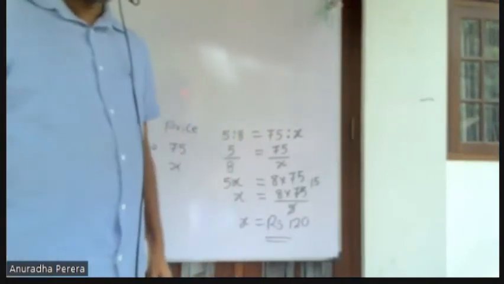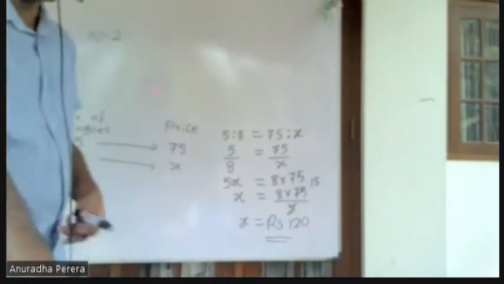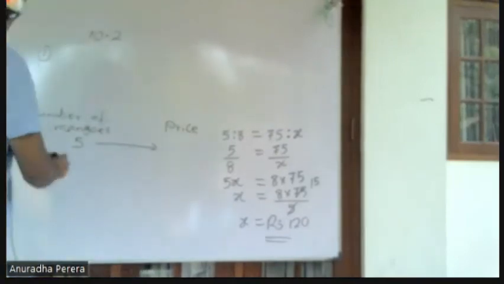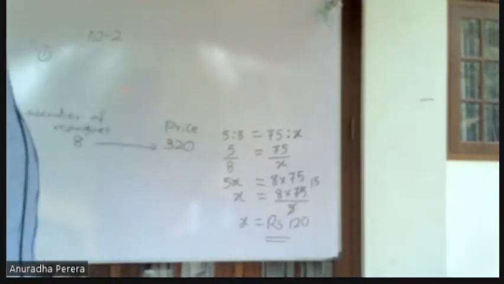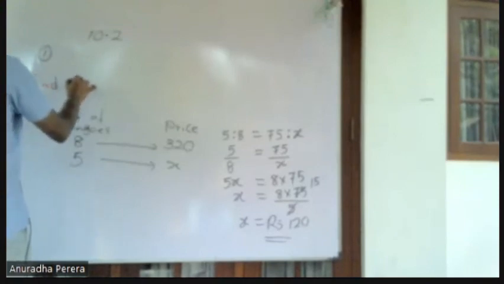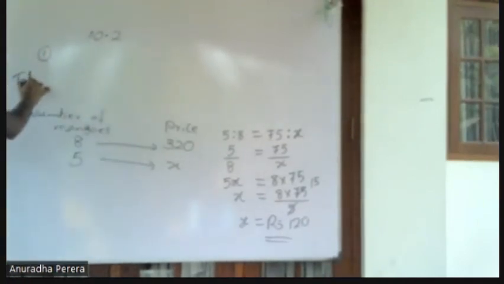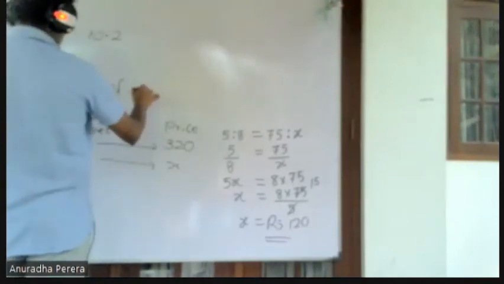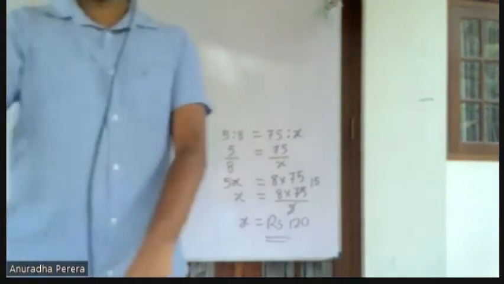Have you done it? ඉවරද පුතේ? Yes, sir. If the price of 8 mangoes is 320, find the price of 5 such mangoes. අර වගේම එකක් නේද? Number of mangoes, price of 8 mangoes 320, right? Find the price of 5 mangoes. Take the price of 5 mangoes as x, right?